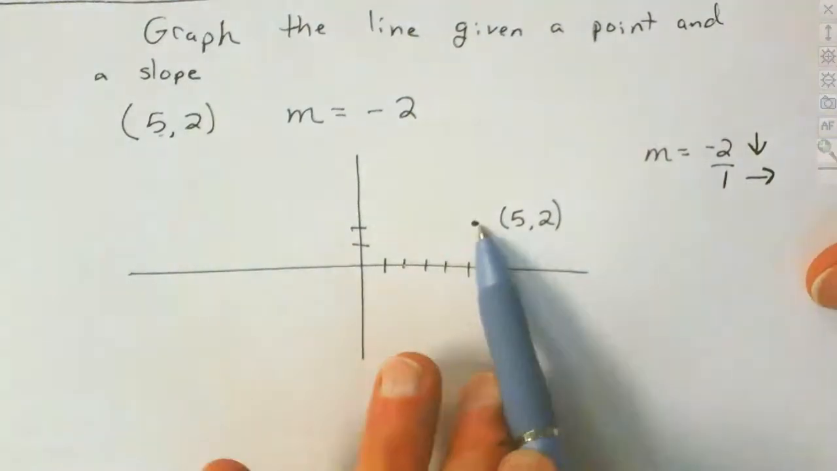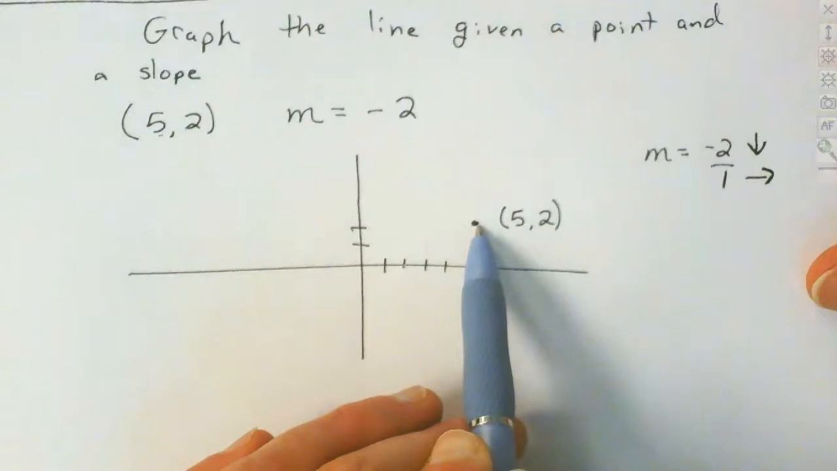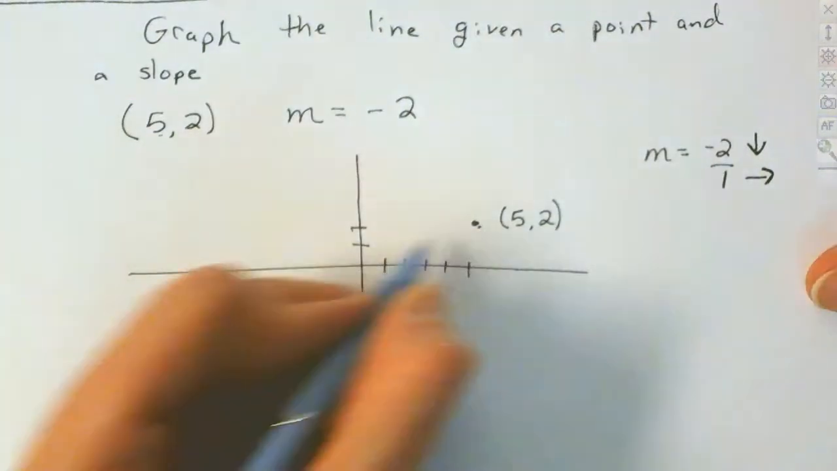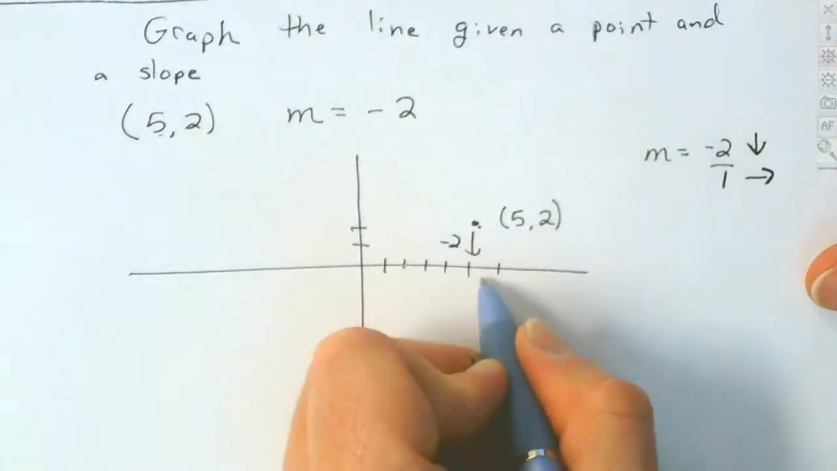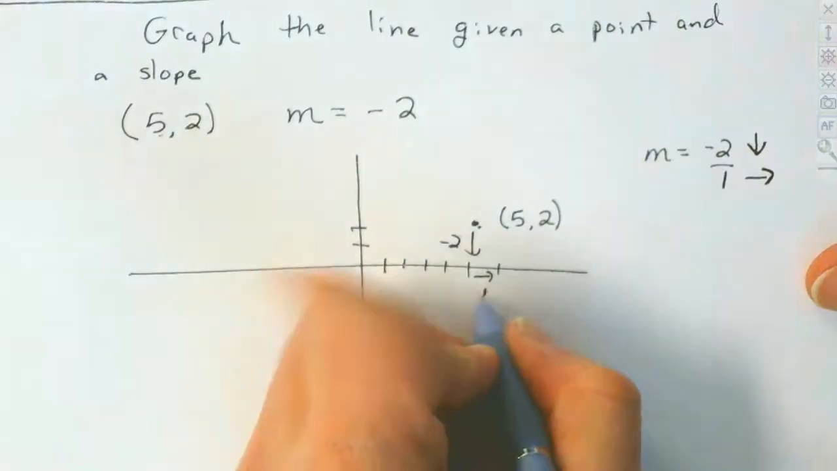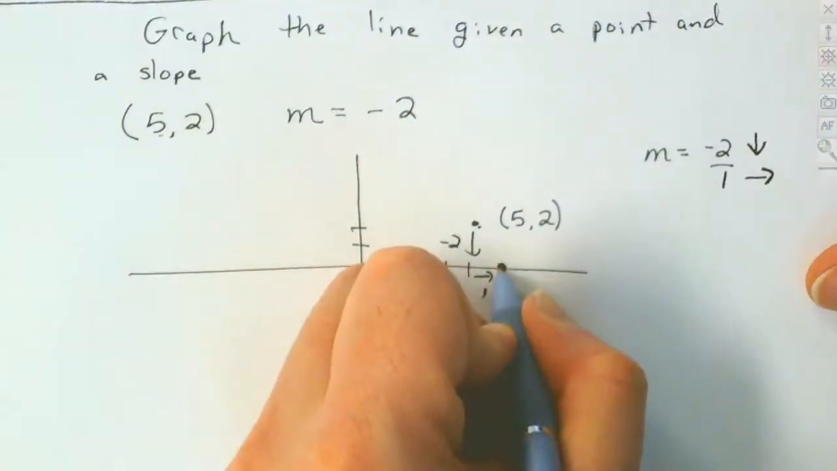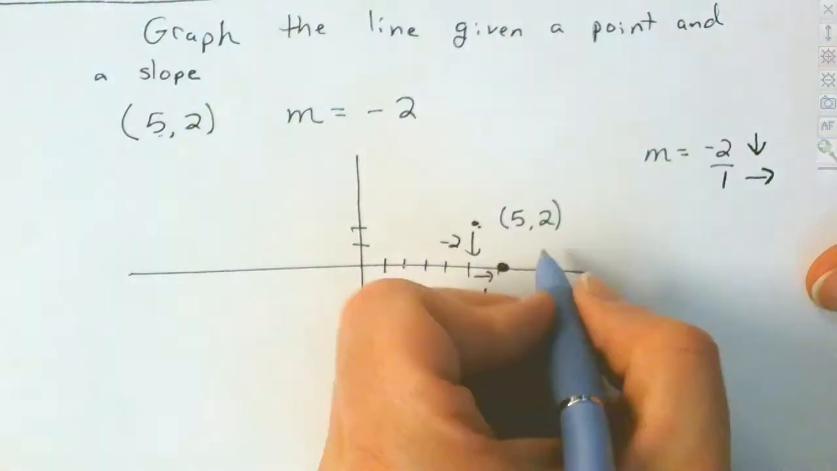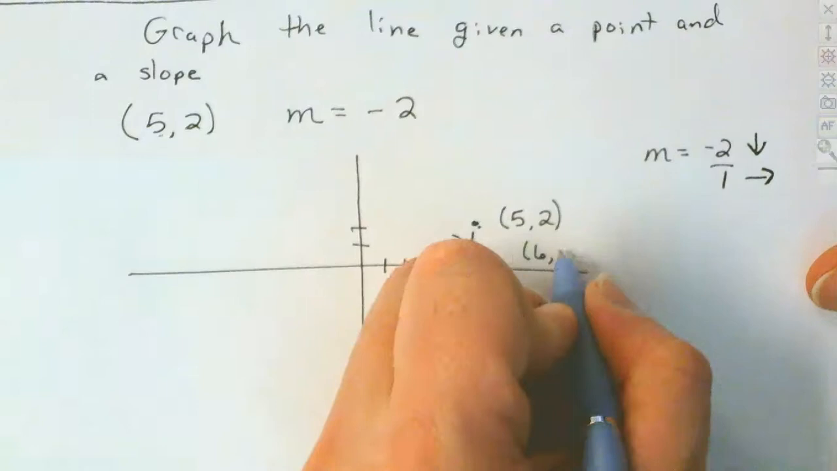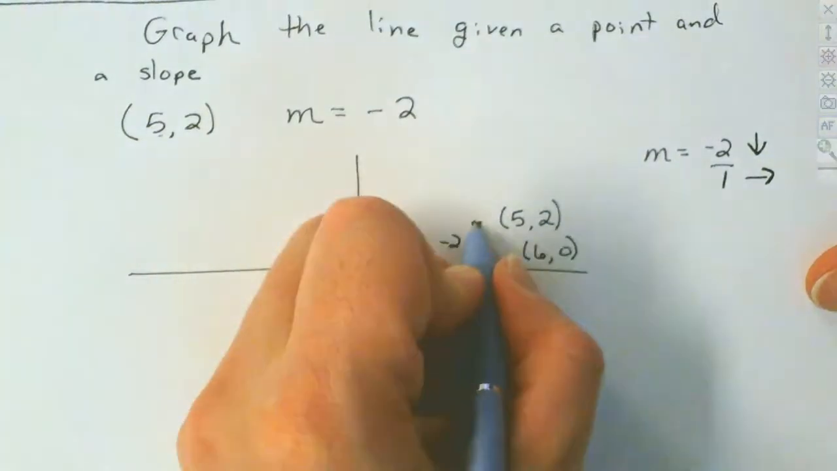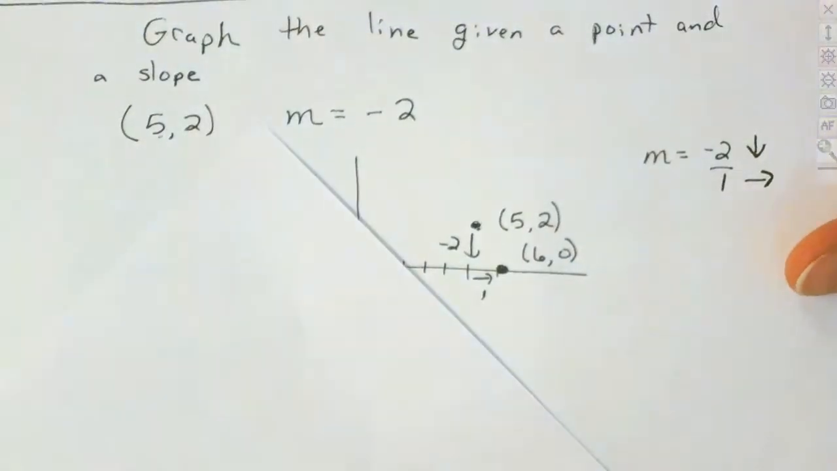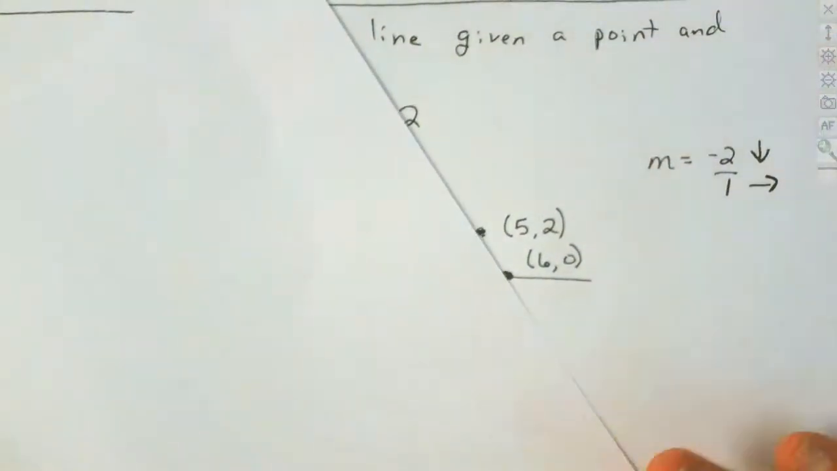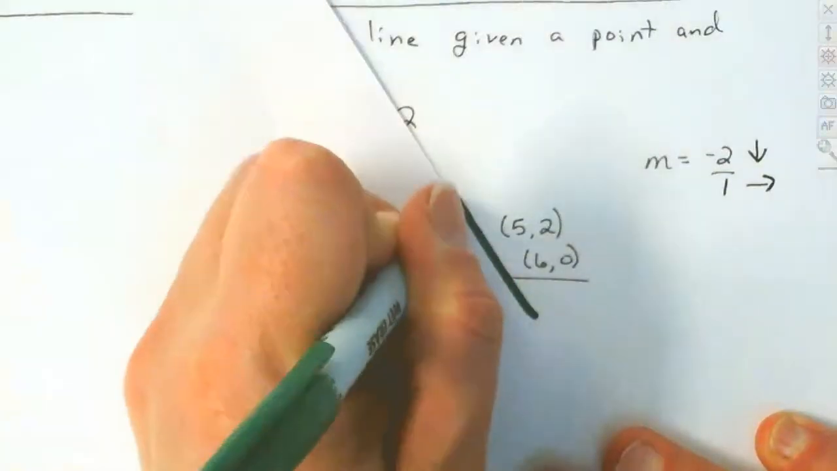So here we are. Now, how do I get another point? What do I need to do? I need to go down 2 units. So I'm going to go down 2. And then I'm going to go over 1. And just so we can see what's happening, let's label my new point. What would this new point be? 1 unit over. So my new point is going to be at 6, 0. Now, do we have 2 points? Yes. We can now connect them together. And there's our line.